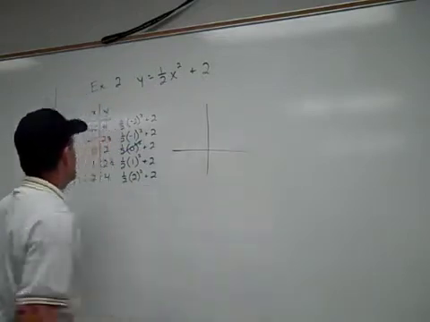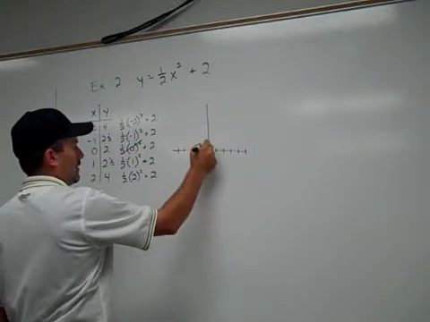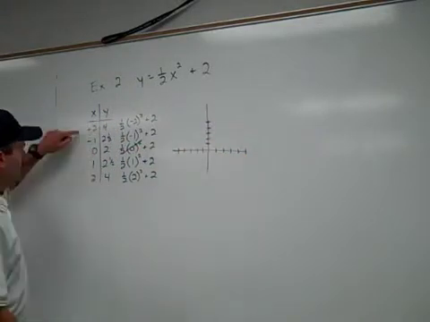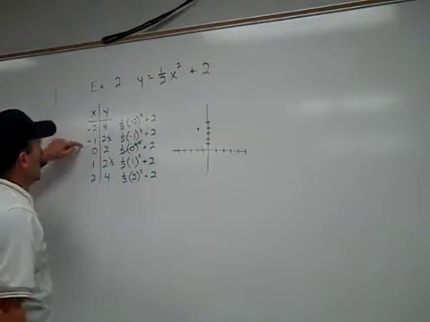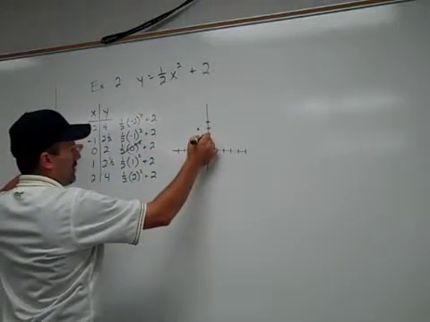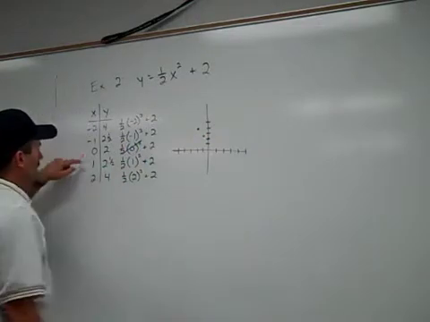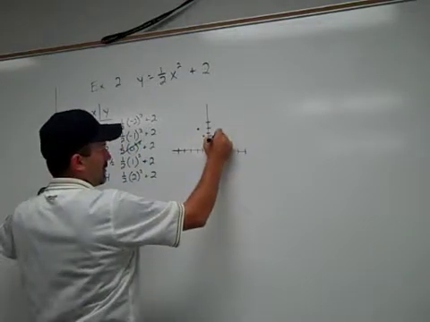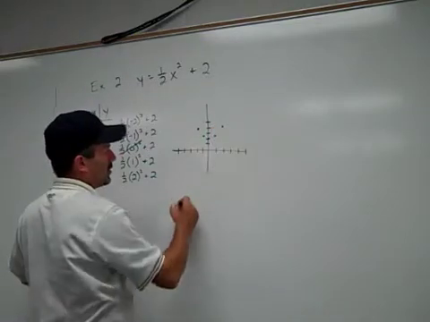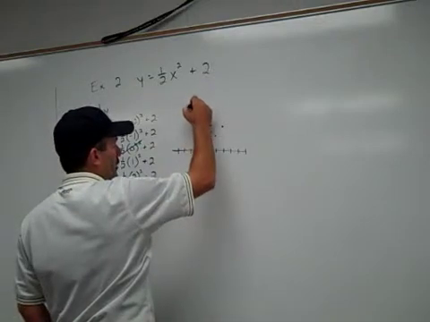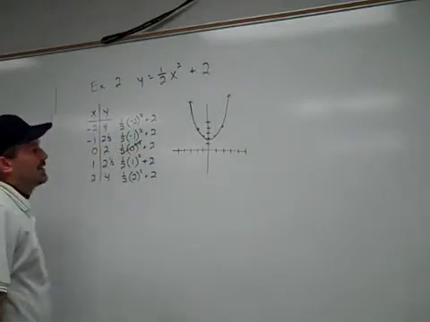And when we graph this one, we get the point negative 2, 4, then negative 1, 2.5, 0, 2, 1, 2.5, and 2, 4. And so even though my graph isn't perfect, we know what the shape is. It's a U shape, it's a parabola, so we're going to get a graph that looks like this.